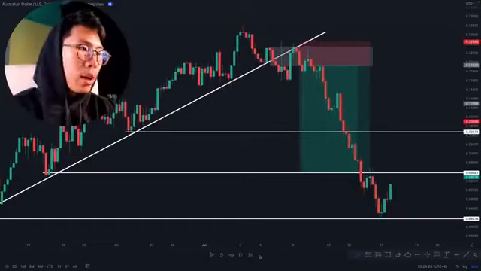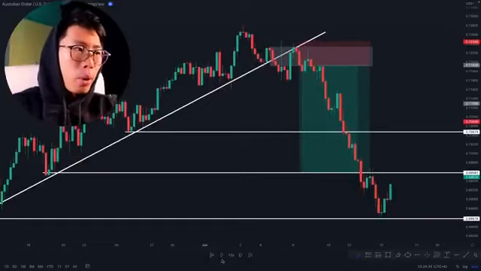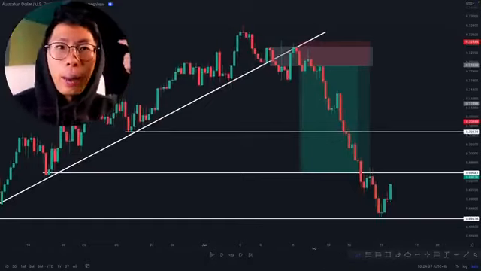Price just went down here. You can just see price just hit all my points: your point A, point B, and point C.